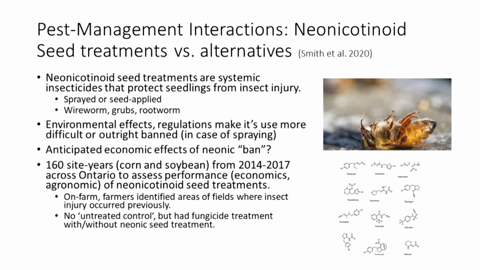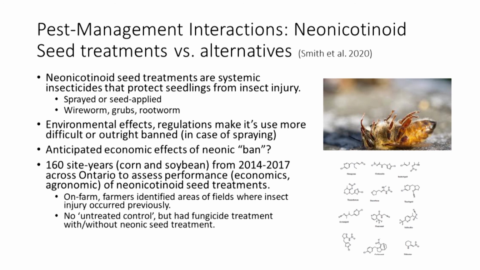So neonicotinoids are chemistries derived from the tobacco plant that are systemic insecticides. So typically with a crop like corn and soybean, they are applied to the seed. Once that seedling germinates, those chemicals are absorbed by the seedling, and it provides systemic protection against piercing insects. So that's wireworms, grubs, rootworms. It provides protection against a number of insects that can reduce plant stands and cause seedling injury.